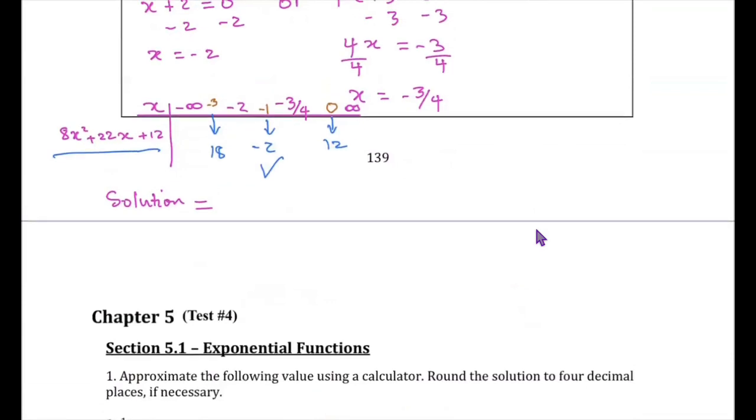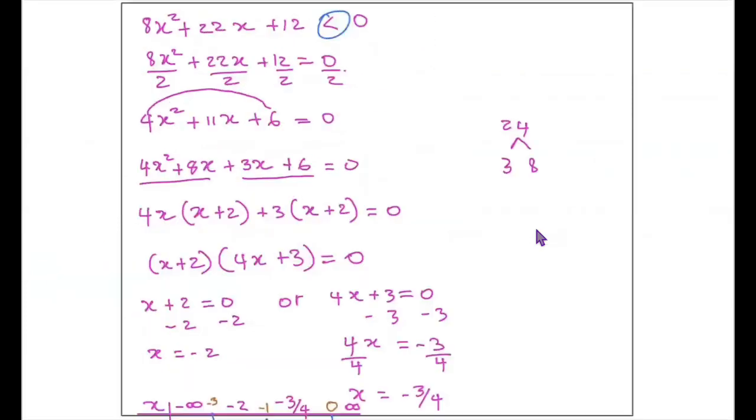So we have from -infinity to, well, -2 to -3/4. And we're not including them. So the solution is from -2 to -3/4.